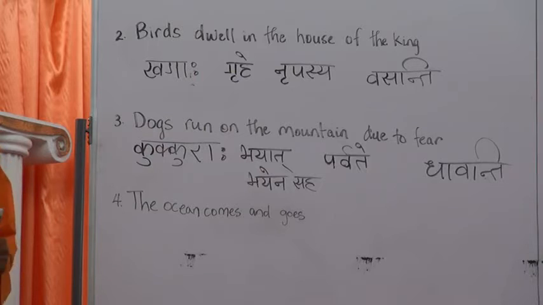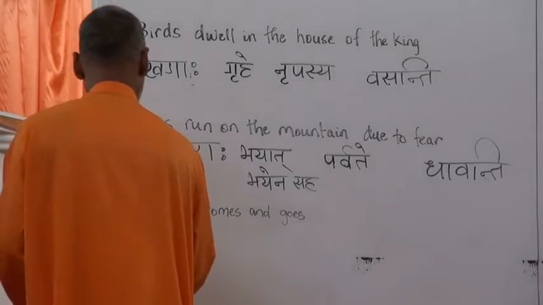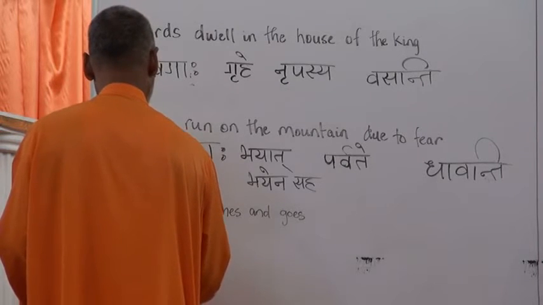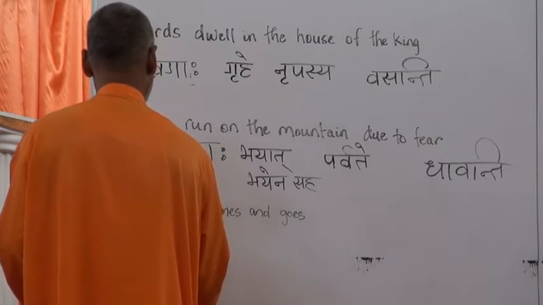You may see it. The ocean comes and goes. Comes and goes means the tide comes and goes like that. So then, what is ocean in Sanskrit? Sagara. And which number and case do you want? First case, singular. That will be Sagaraha.